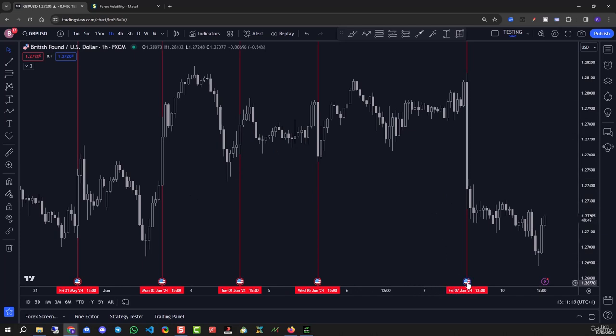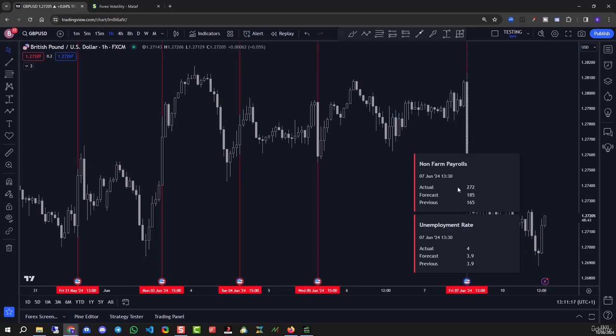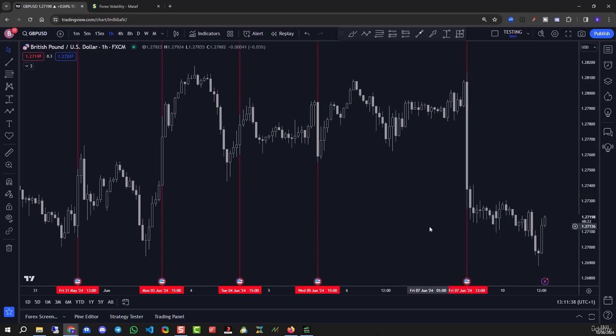Now on TradingView, these are clickable, so you can click on that and it will bring up the news event that actually caused the move. In this case, you can see it was NFP, non-farm payroll. If we look at the forecast, it was 185, but when the data was released, it was 272. So it was really far from what they forecast. Because it was essentially unexpected, the move was quite severe.